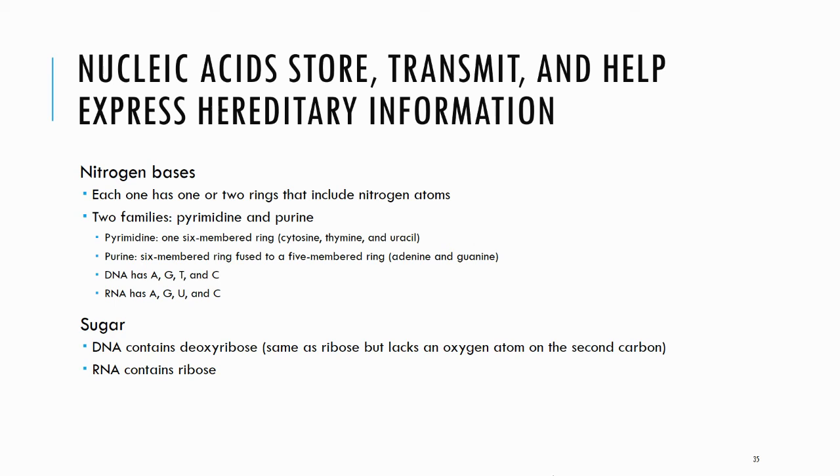DNA contains the nitrogen bases A, G, T, and C, and RNA contains A, G, U, and C. DNA contains the sugar deoxyribose, which is the same as ribose, but it is missing an oxygen atom on the second carbon, and RNA contains the sugar ribose.